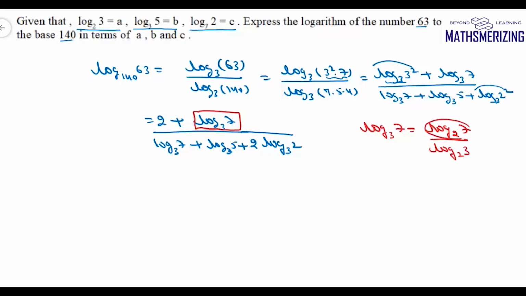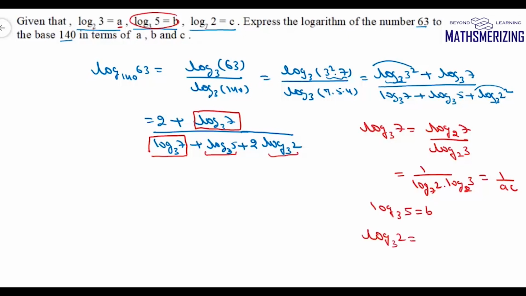Now I can also write log 7 base 2 as 1 upon log 2 base 7, and this is log 3 base 2. So log 3 to the base 2 is a and log 2 base 7 is c. So this is 1 upon ac. So log 7 base 3 is simply 1 upon ac. Now what about log 5 base 3? Log 5 base 3 is given as b. So log 5 base 3 is simply b. Now log 2 base 3 is 1 upon log 3 base 2 and log 3 base 2 is simply a. So it is 1 upon a.